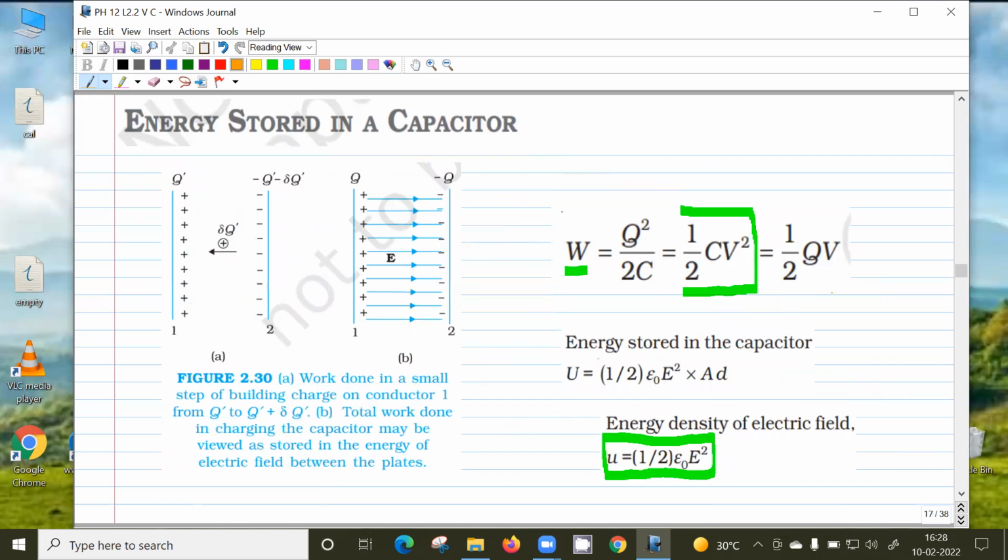And energy stored in the capacitor. So what is energy stored in the system? If you are doing work to build the system, then the energy gets stored in the system. When will a system have energy? If you are spending some energy, or doing some work, to build that system, then the system will acquire some energy. Yes, so here we have to do some work to create this charge separation.